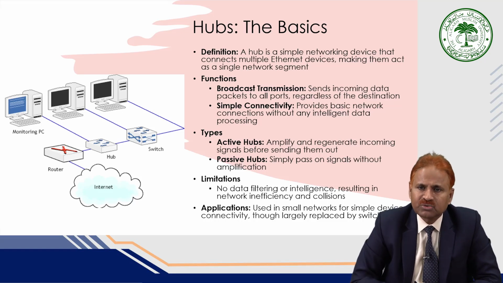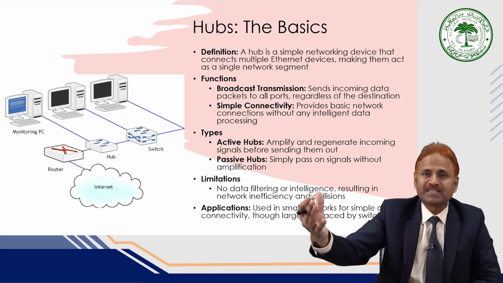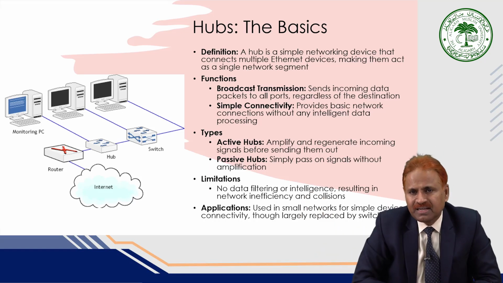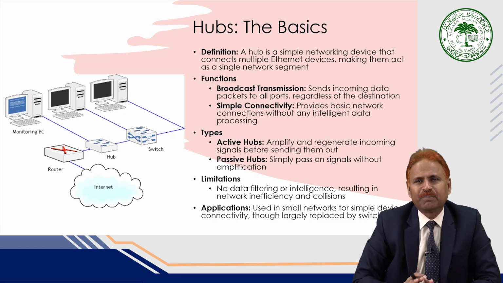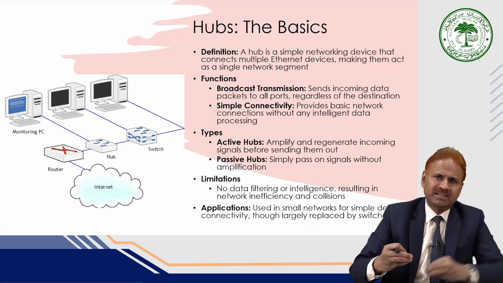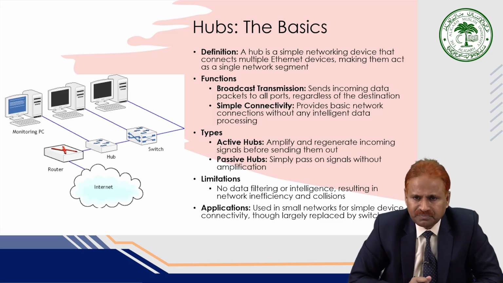Active hubs are there and passive hubs are there. Two types of hubs are there. An active hub amplifies and regenerates the incoming signal before sending it out, so that we have a better signal to interpret for the destination computers. While a passive hub simply passes on the signal without amplification. Whatever signal is received is simply passed on to the destination computer. They are known as passive hubs.